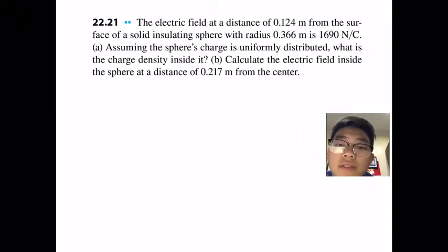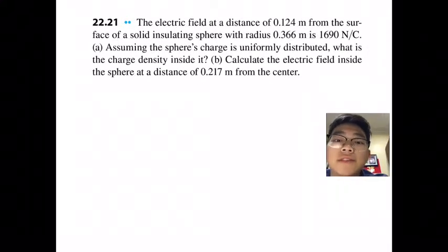For our final question, we have: the electric field at a distance of 0.124 meters from the surface of a solid insulating sphere with a radius of 0.366 meters is 1,690 newtons per coulomb. Assuming A, that the sphere's charge is uniformly distributed, what is the charge density inside of it? And B, calculate the electric field of the sphere at a distance of 0.217 meters from the center.